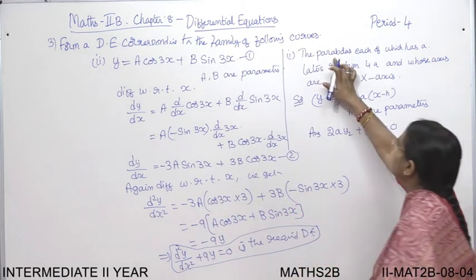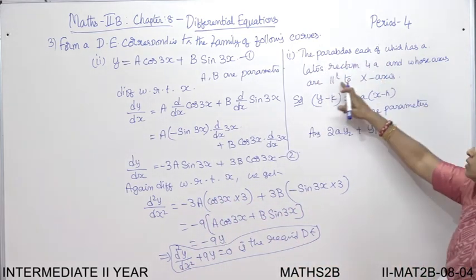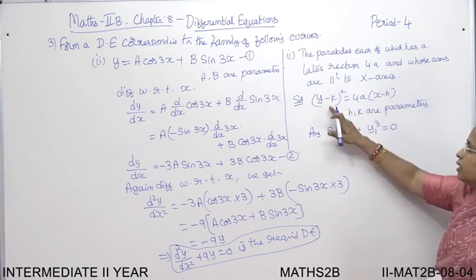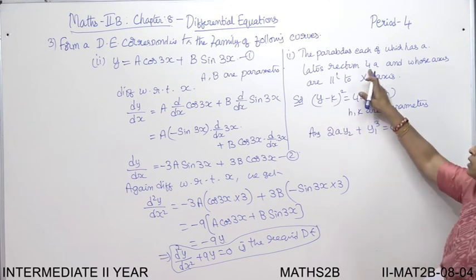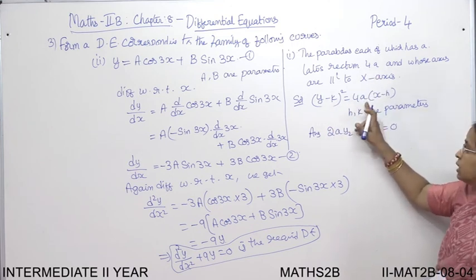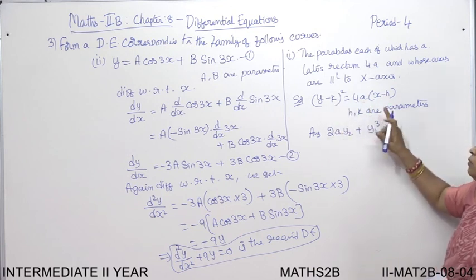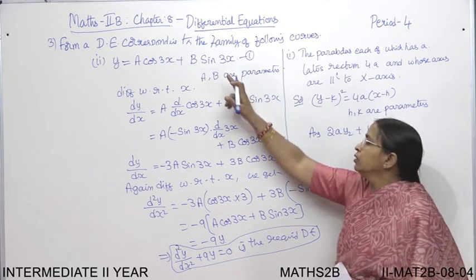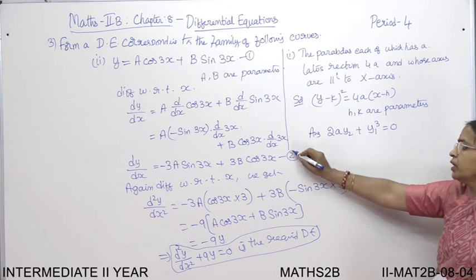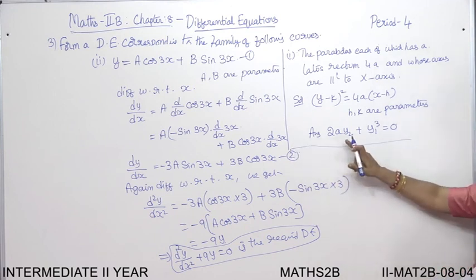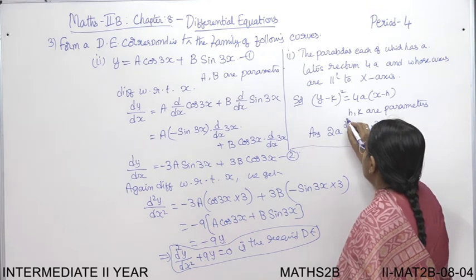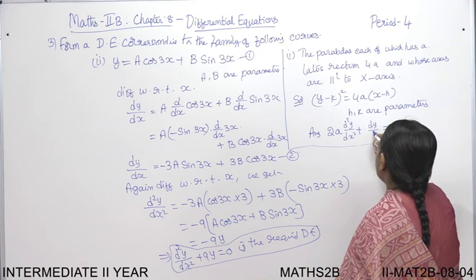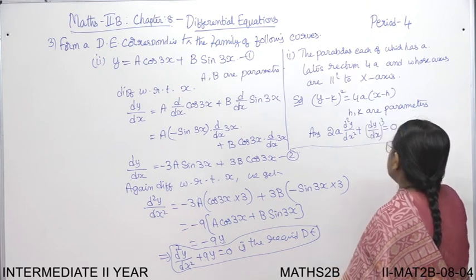And then this is the homework. The parabolas, each of which has a latus rectum 4a and whose axes are parallel to x-axis. When the axes are parallel to x-axis, this is the equation. He has given the latus rectum as 4a. So a is not a parameter. h and k are parameters. a is fixed, latus rectum. So this is your equation like this. So you must differentiate 2 times. So finally you will get the answer like this. 2a into y2, means d square y by dx square, plus y1 cube, means dy by dx whole cube, is equal to 0. This is your answer.